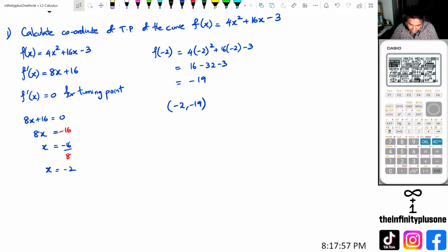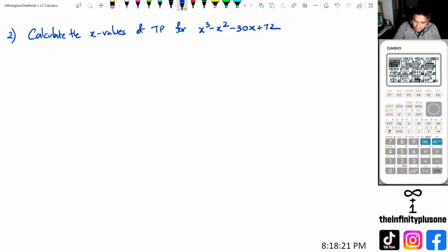Okay, let's try this question here. Number 2. It might be nasty, but I would like you to calculate the x values. So I don't want the coordinates. X values of turning point for x cubed minus x squared minus 30x plus 72. God, I hope it works out, because if it doesn't, it's not going to be fun. But let's just see if this minus 30.